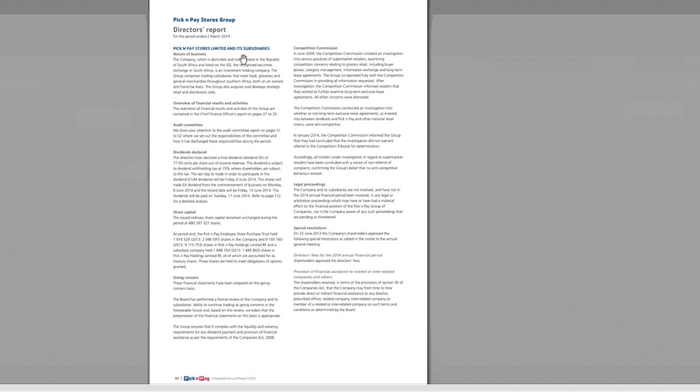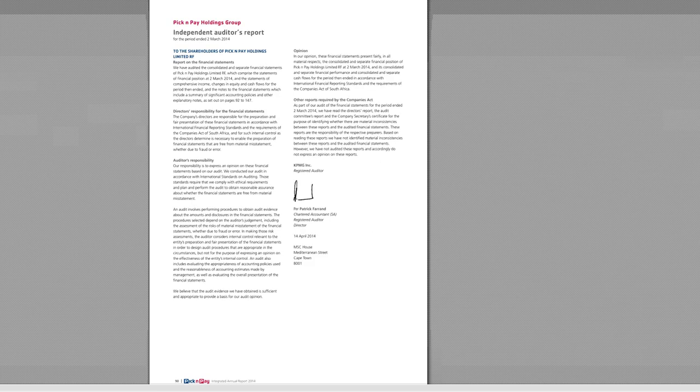So this is what a director's report looks like, if we just want to make the class a bit more practical, because I don't think many of the students have ever looked at a set of financial statements. So there's your set. There's the director's report that we talked about. There's also an independent auditor's report, which was also one of the reports that had to be included in financial statements. And here you can see what an auditor's report looks like.